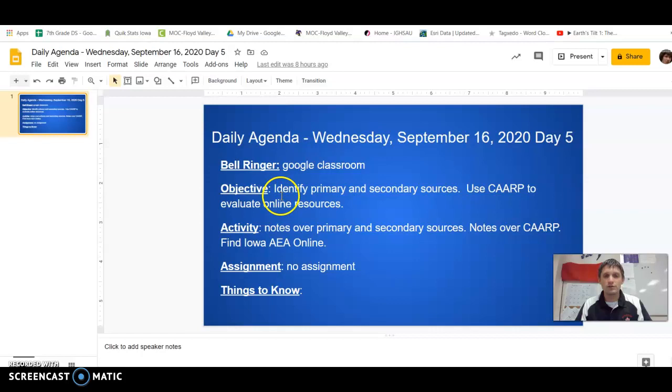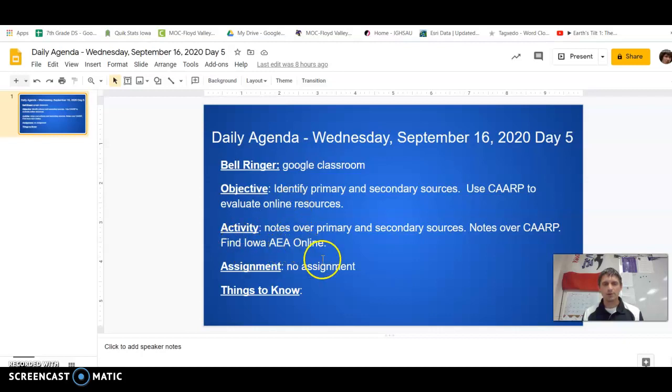The goal that we went through today was to identify primary and secondary sources. And we will use throughout the year this acronym CARP to evaluate our online resources that we find. Today was a lot of discussion and note taking to lay some groundwork for what we're going to be working through throughout the year in terms of primary and secondary sources and how to evaluate them, to make sure that they're going to be good sources to use.